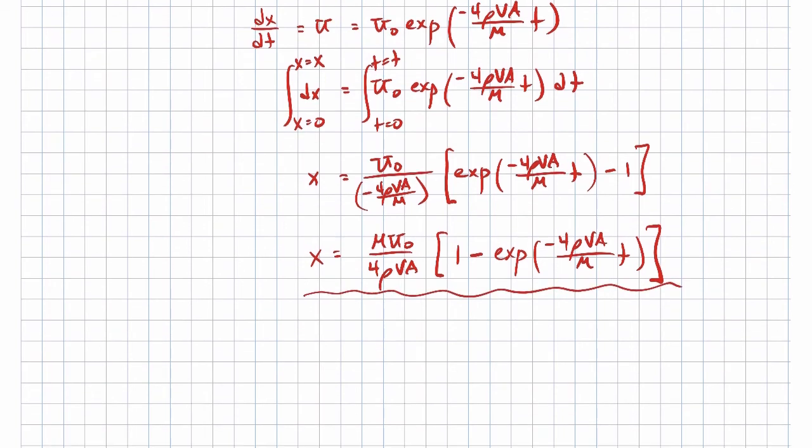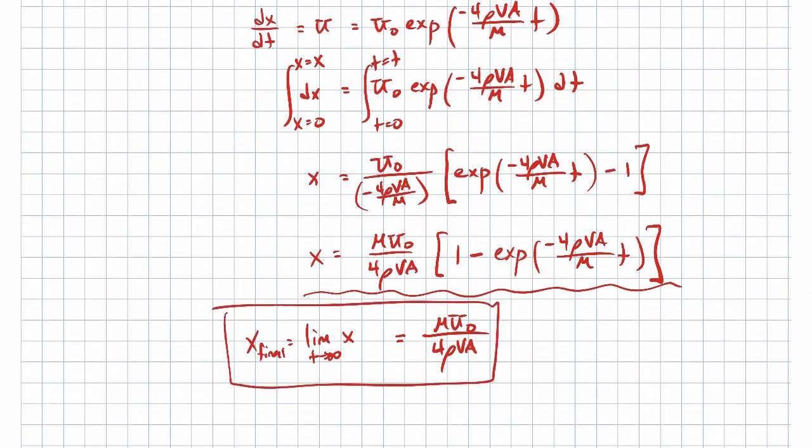And if I want to find the final position, I'll just take the limit of x as t goes to infinity, so just after a long period of time. And if I do that, you can see as t goes to infinity, this will go to 0, and I'm just left with the 1. So the limit as t goes to infinity is just this. So this is our final position after some long period of time. All right, hopefully all that makes sense to you.